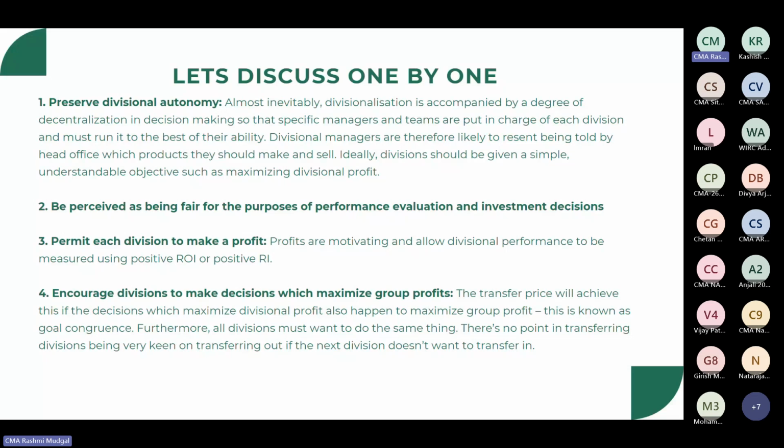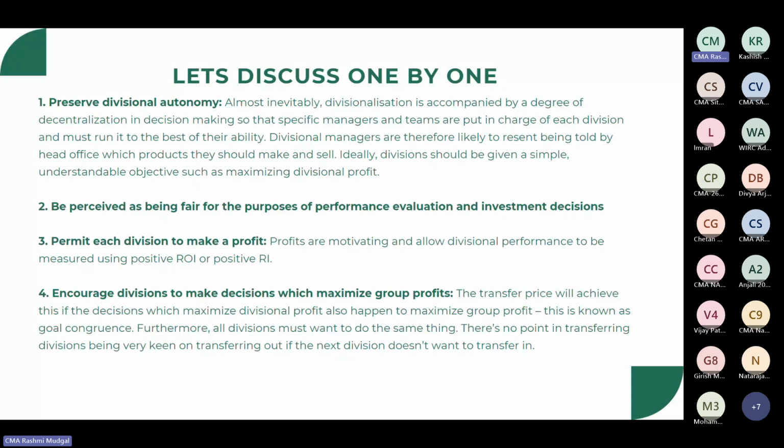Third, permit each division to make a profit. They allow the divisions to breathe. Profits are motivating and allow divisional performance to be measured using positive return on investment and positive residual income. Fourth is to encourage divisions to make decisions which maximize the group profit.